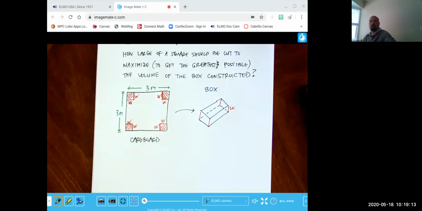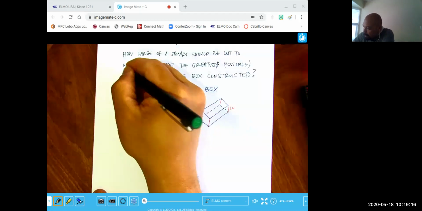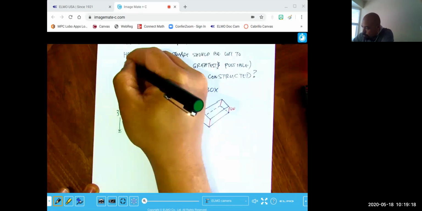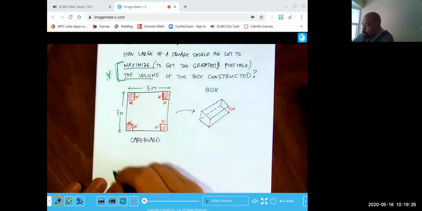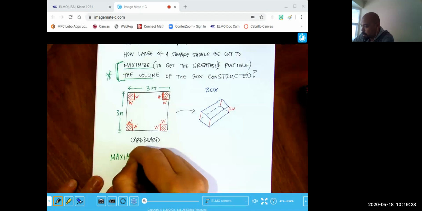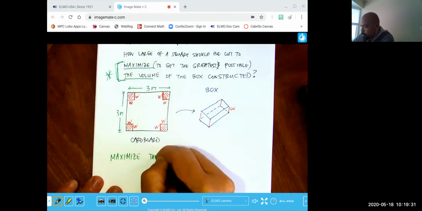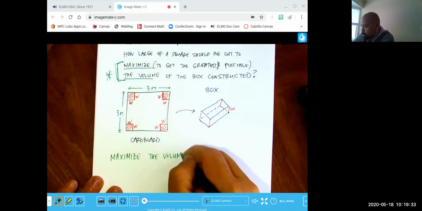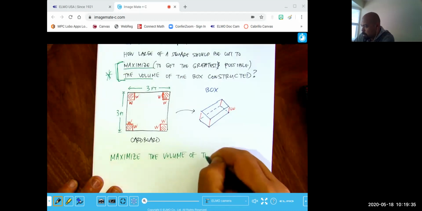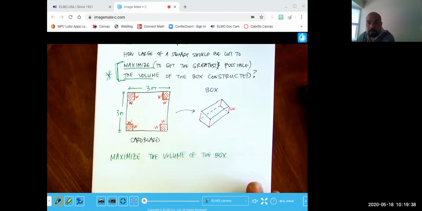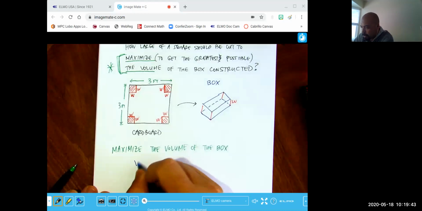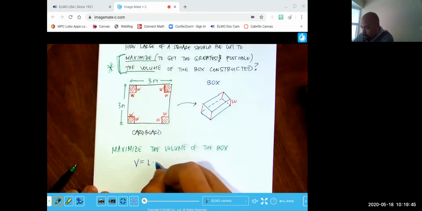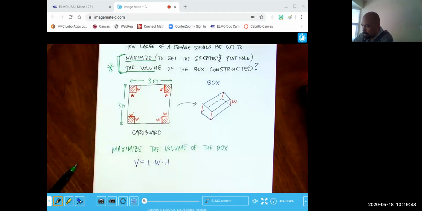What do we want to do? We want to see how we can maximize the volume. That's what we want to keep track of. What is it we're optimizing? We want to maximize the volume of the box. So for that box, what's the volume going to be? Our volume for a rectangular box is length times width times height.